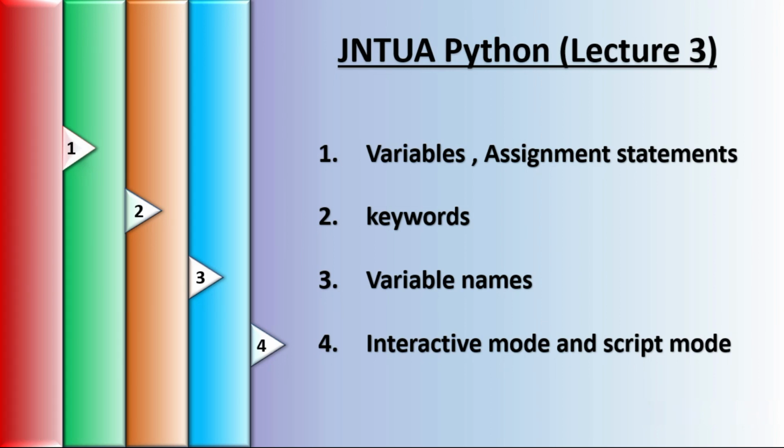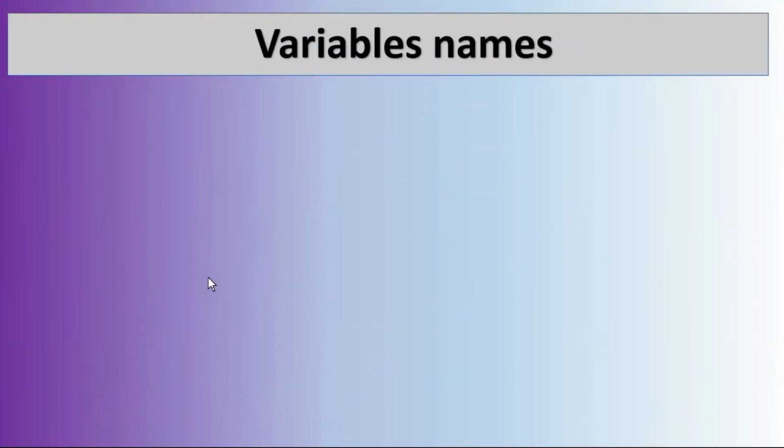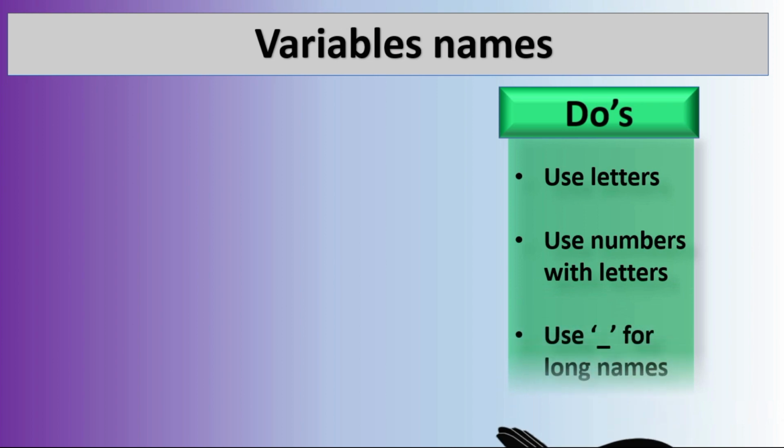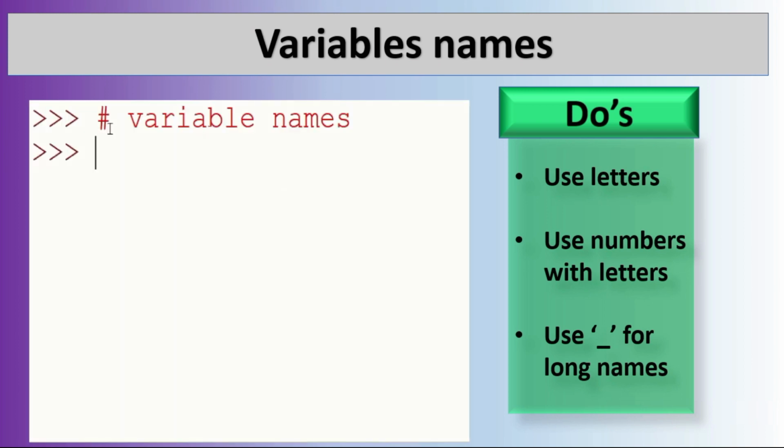Coming to the next one, variable names. Here, these are the do's in the variable name. So, what are the rules for declaring the variables? First one is using the letters. Second one, using the numbers with letters. Third one, we are using underscore for long variable names. So, let's look into these three points.